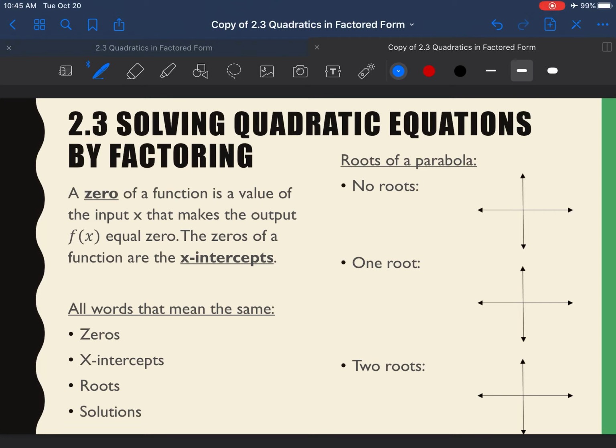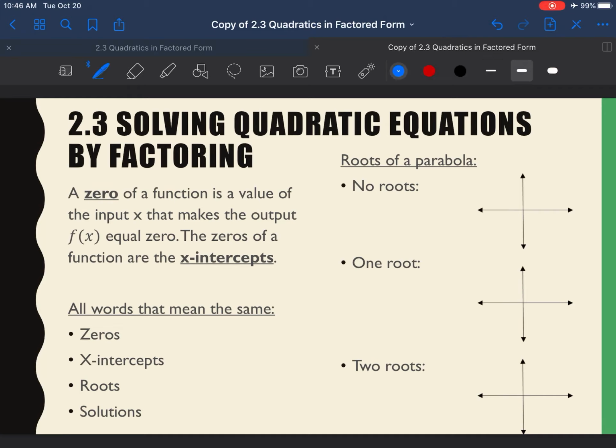When you go to graph, that answer that you get, that is actually going to end up being the x-intercept of the graph. So the zero of a function can also be called the x-intercept. And in fact, all 4 of these words all mean the same thing. So if I say the word zeros, x-intercepts, roots, or solutions, they are all referring to the same thing.